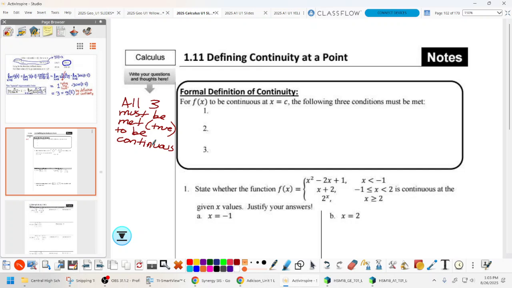Which means what about the limit? Like basically what you all said. What has to be true about the limit? Every point on the line must have a definable limit. Okay, so it has to have a limit, right?